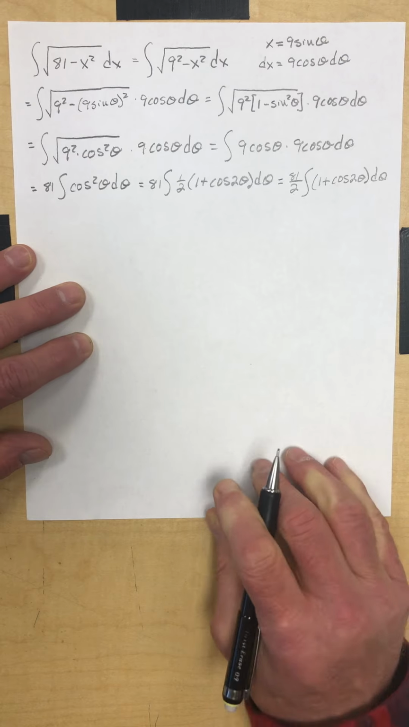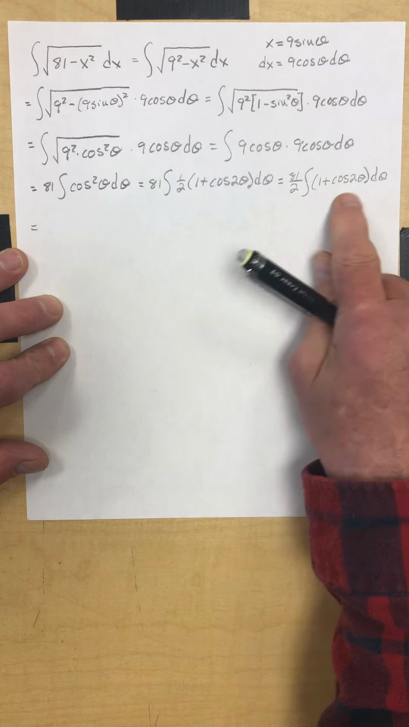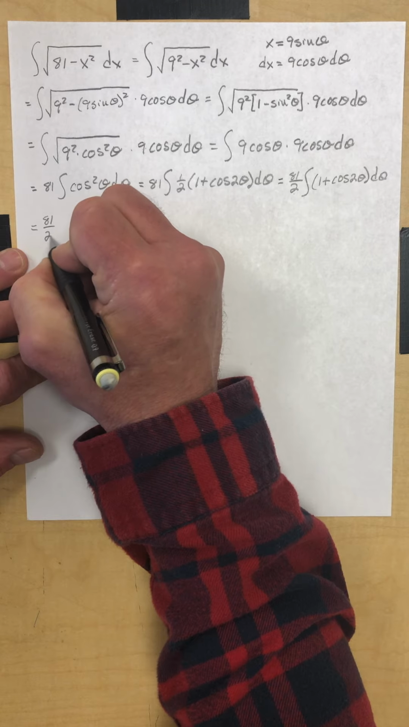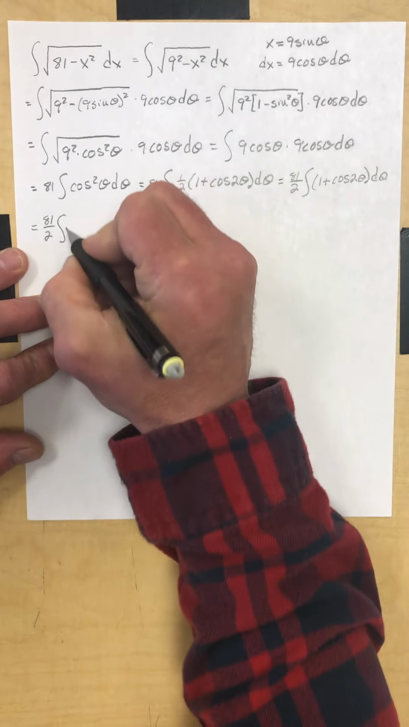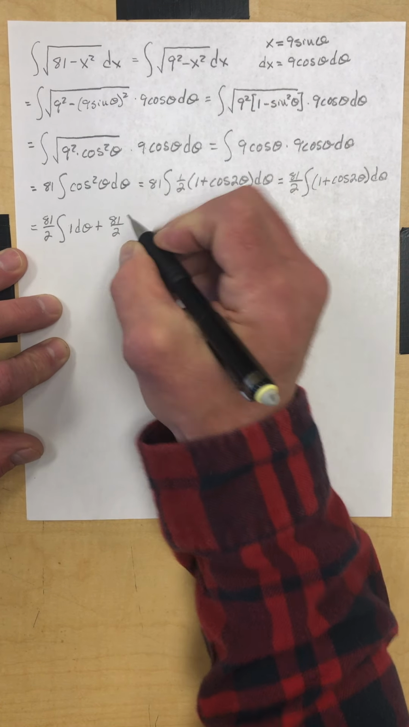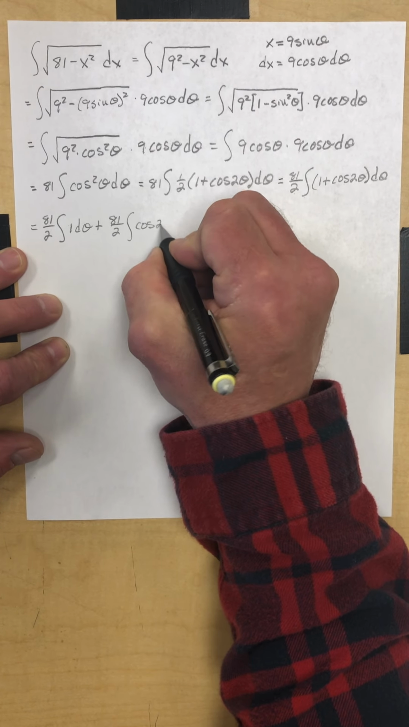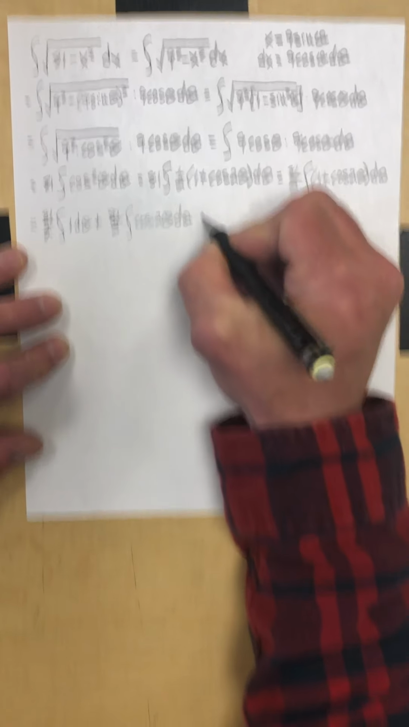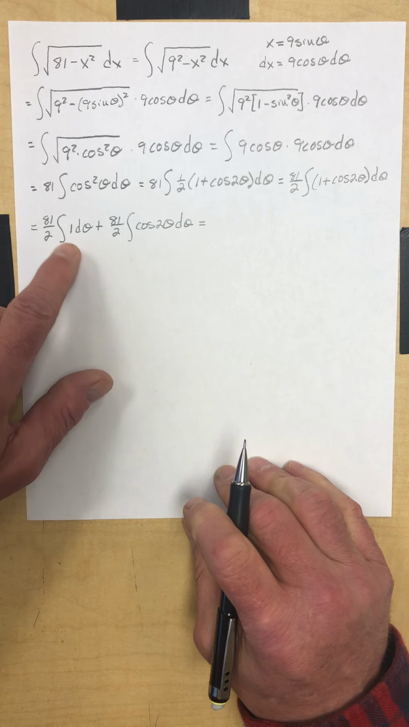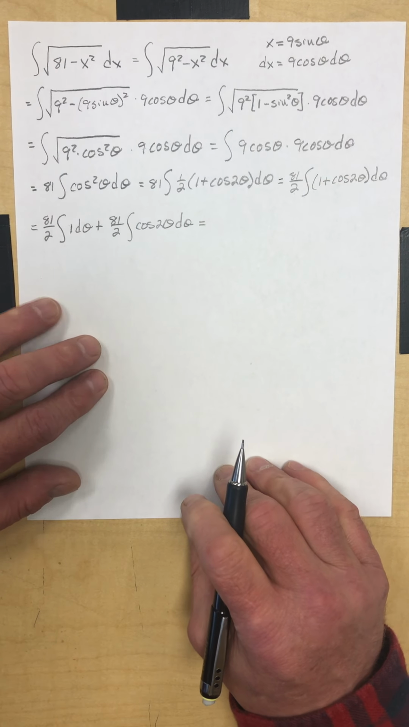d theta. Then I can integrate each one of these one at a time, but don't forget, each one of those integrals has a constant multiplier of 81 halves. So I have 81 halves times the integral of 1 d theta plus 81 halves times the integral of cosine 2 theta d theta. This guy's real easy because that's like the integral of 1 dx, so you just get x. So now it's the integral of 1 d theta, so I just get theta.